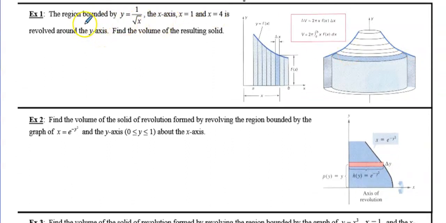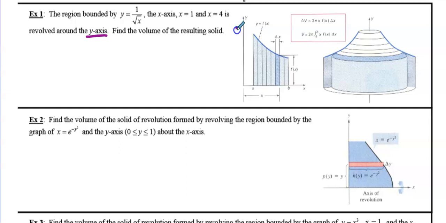Okay, so let's look at example number 1. It says the region bounded by the function y equals 1 over the square root of x, which is right here, the x-axis, clearly right here, x equals 1, which is this line right here, and x equals 4, which is right here. And we want to revolve this around the y-axis. So this is the exact picture that I was talking about at the very top of the page.